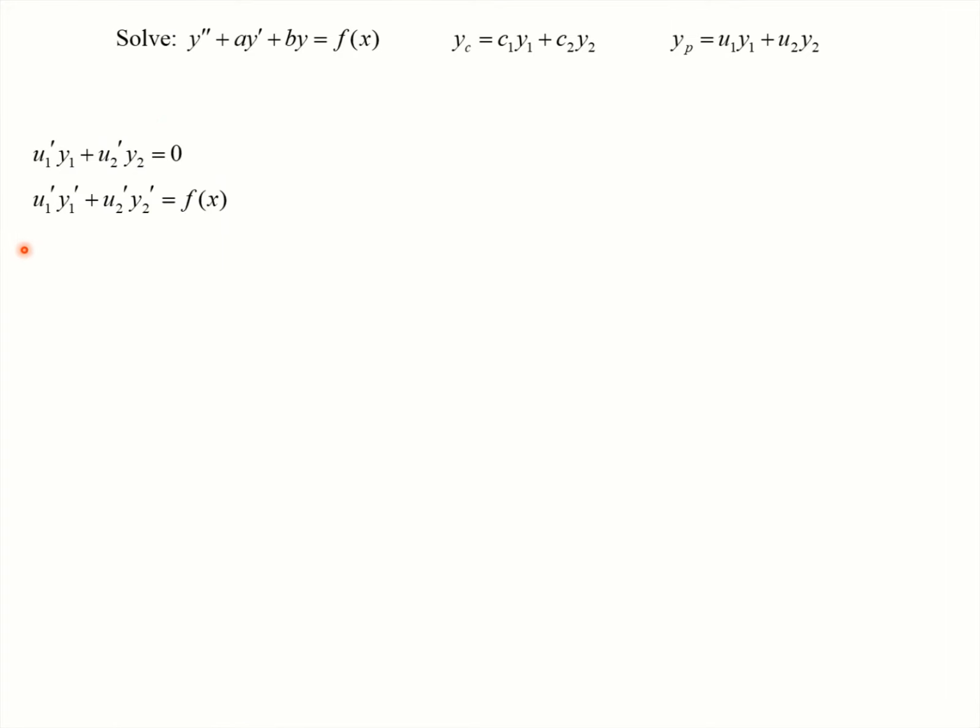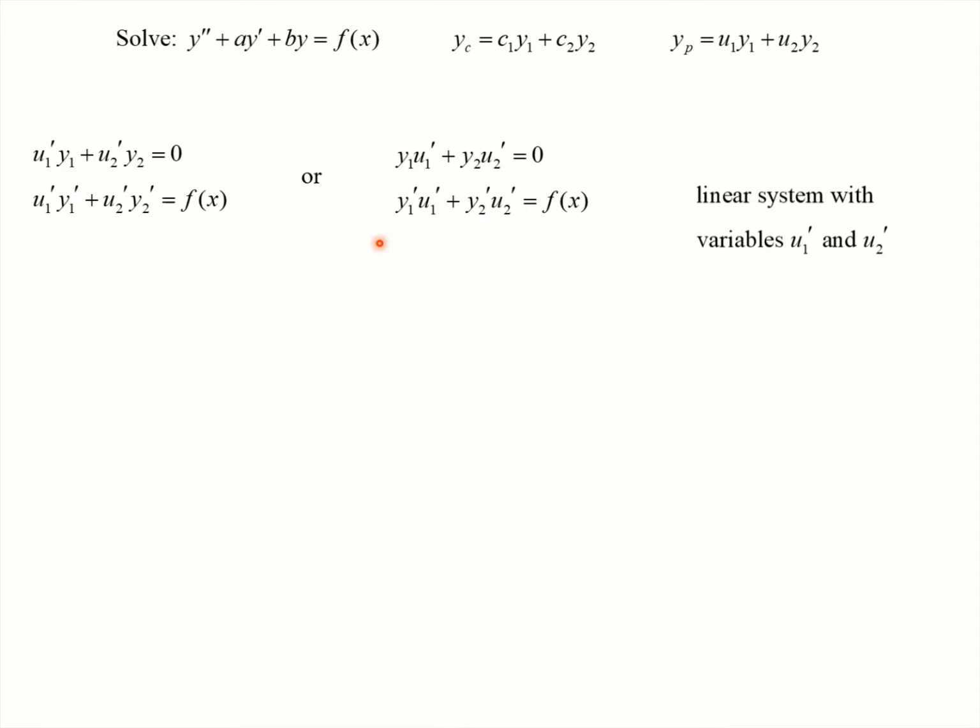And I'm going to notice that I can rewrite that system. This is a small system of equations. I'm going to rewrite it so it looks like this right here. Now notice, this is a linear system that has variables u1 prime and u2 prime. It's really weird because usually our variables are x and y. And it has coefficients of y1 and y2 and y1 prime and y2 prime. Those are actually the coefficients, even though they're functions of x.